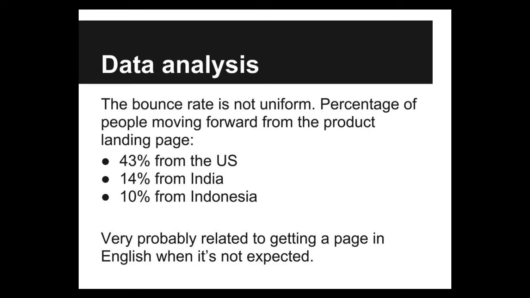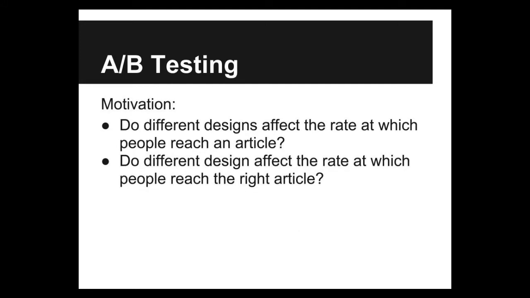It's not uniform, and just making the page better, like changing the design or the UI of the page, is not going to increase the CTR outside of those regions where English is actually the main language spoken. So in the US, that's going to work, but in India and Indonesia, we have to do other things. So what other things can we do? For example, in the US or in Germany or in France, where people actually don't have the language problem, what I wanted to figure out is, do different designs affect the rate at which people reach an article? And do different designs affect the rate at which people reach the right article?